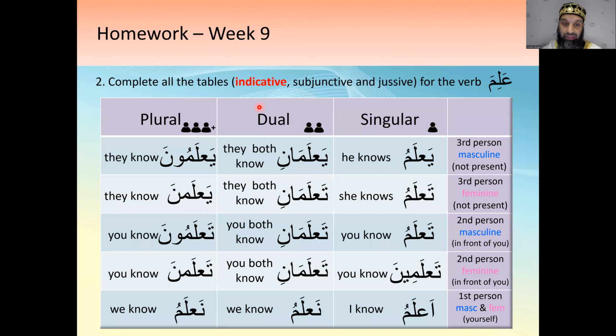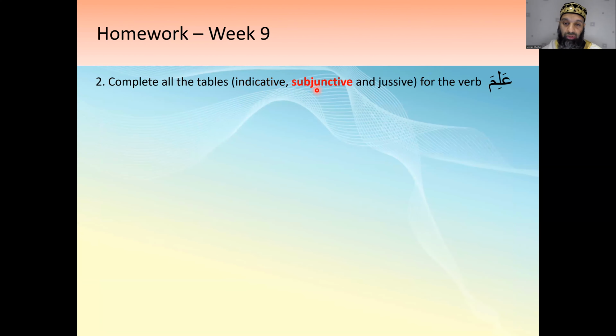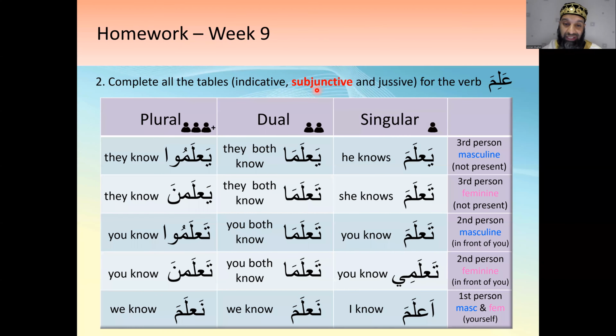Now we have to make this table mansub, subjunctive. It's not exactly the same. All the dhamma endings become fatha. All the pesh endings become zabar, right? So this one here, this one, this one, this one, this one, and this one. And all the noons drop off everything else.